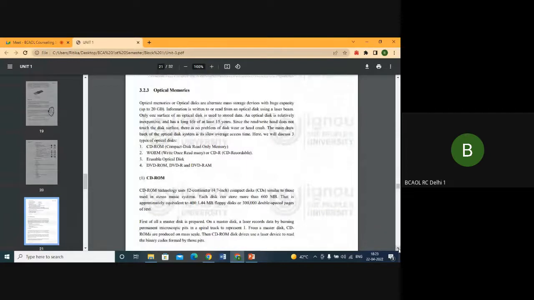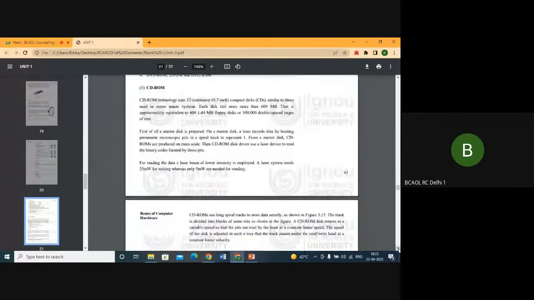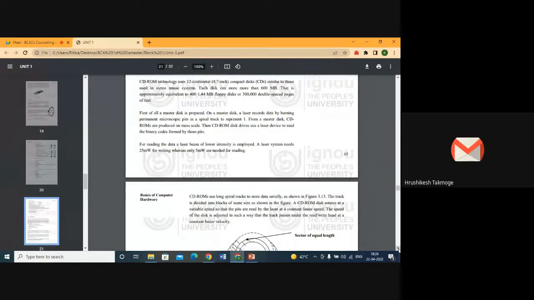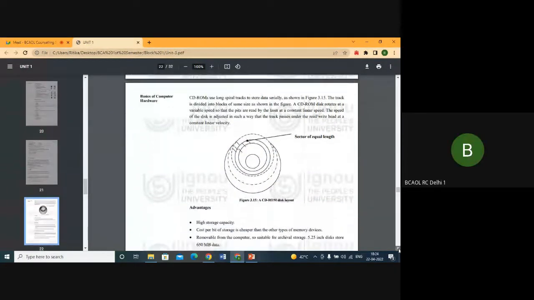Then you have optical memories. Optical memories, you have CD-ROM. Before CD-ROMs you also had the floppy disk, right? What was the maximum capacity of the floppy disk? 1.44 MB. Yeah. And what is the maximum capacity of CD-ROM? 700, I think. 700 MB. Right.